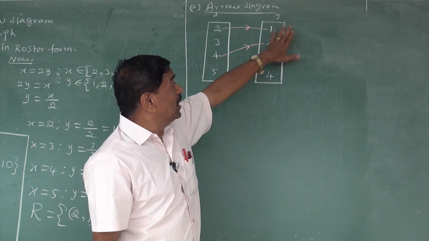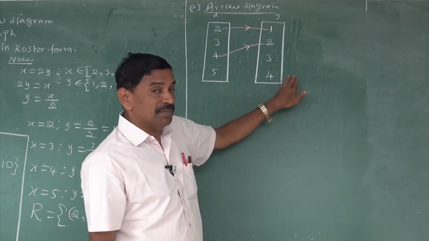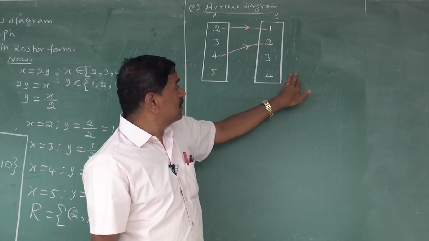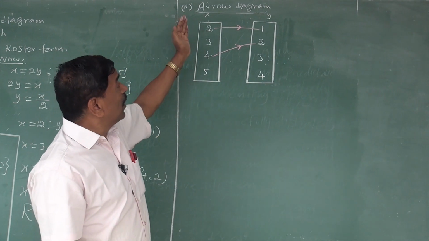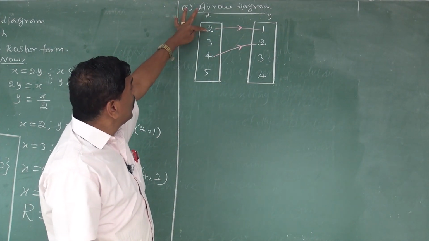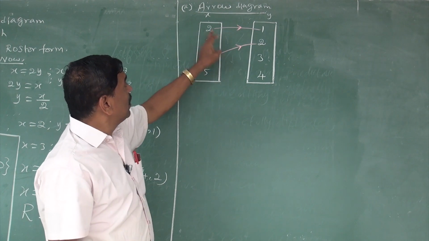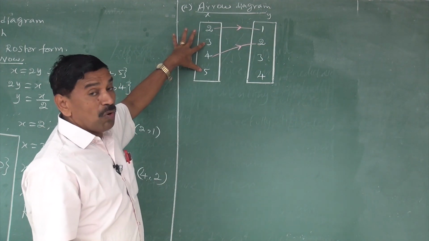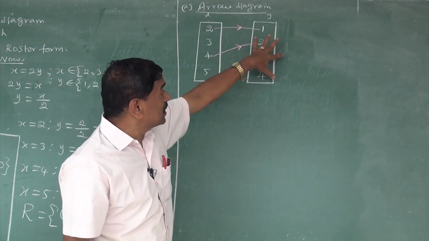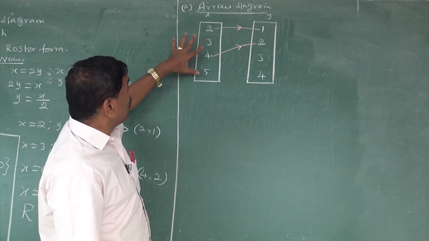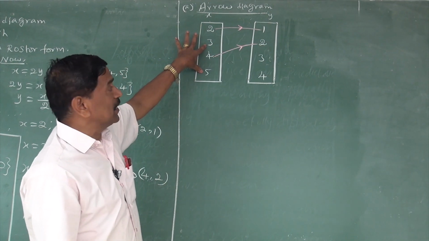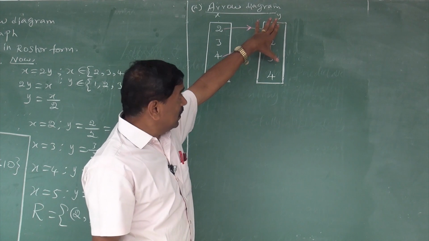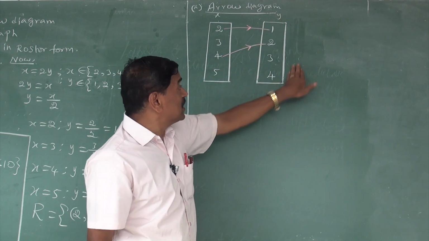That is, the codomain of the relation is given by the second set, all the elements. But the domain of this relation is given by 2 comma 4, because here 2 and 4 only are related to the second set. Here 3 and 5 are not related to any element in the second set. Therefore 3 and 5 do not belong to the domain of this relation. So the domain of this relation is given by 2 comma 4. The codomain of this relation is given by all the elements in the second set.